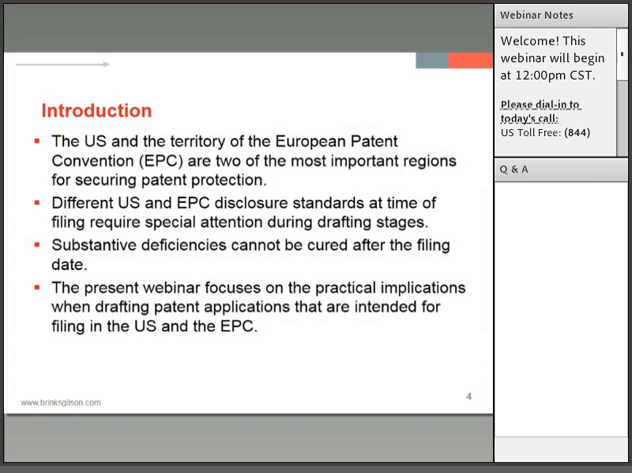To this day, the U.S. and the European Patent Office, the European Patent Convention, which is a large territory, are two of the most important regions to obtain patent protection. Asia is growing, but I think when you look at the disclosure requirements of the U.S. and Europe, you will likely also be successful in other areas of the world in obtaining patent protection.